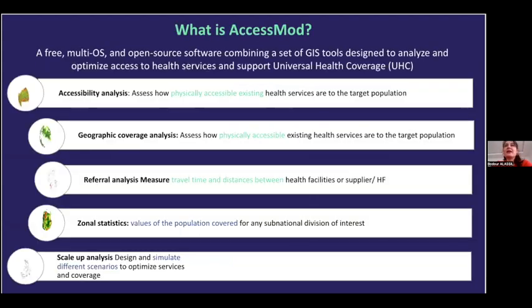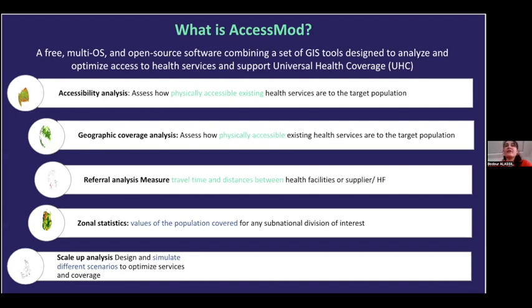So what is Access Mode? Access Mode is a free, open source system, a combination of sets of GIS tools designed for optimizing access to health services and supporting universal health coverage. We have different analyses that we can apply using this tool. The first and most important is the accessibility analysis. Here we can calculate the travel time and assess how physically accessible the health services are to the target population, using travel time in minutes, not kilometers or meters, as Carlos just mentioned.